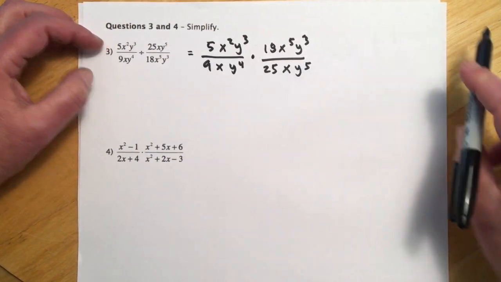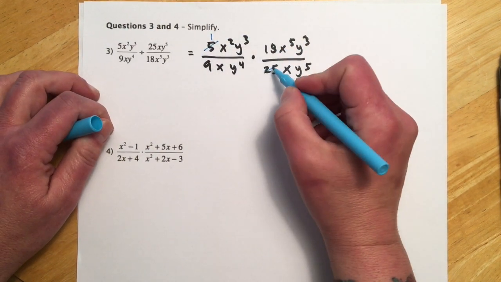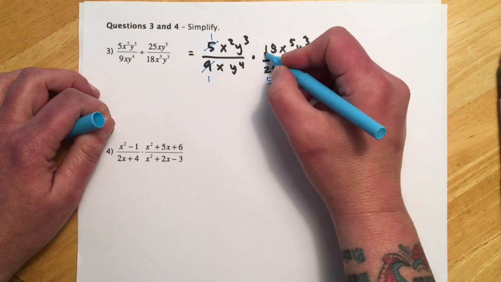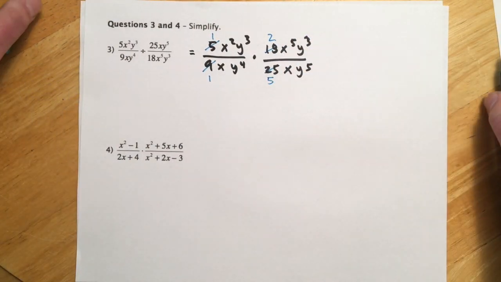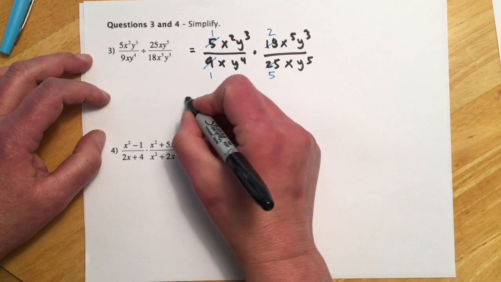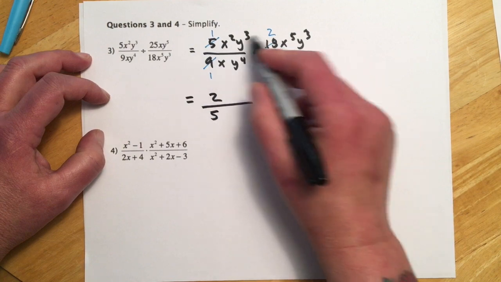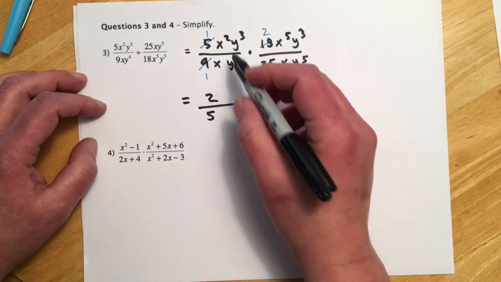And so I can look right here at the coefficients and go 5 goes into 5 once, 5 goes into 25 5 times, and 9 goes into 9 once, 9 goes into 18 twice. So I know I'm going to have a 2/5 out front. And then I have kind of x's and y's all over the place. So I'm going to group them together first, and then I'll do my cancel.